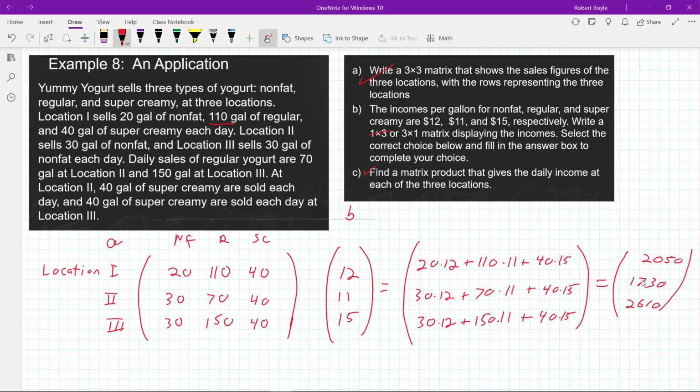And then the last part, there is actually a part D, and that is to compute the total income. So this was C. So D is to compute the total income. That's going to be the sum of all these. And that will be $6,390.